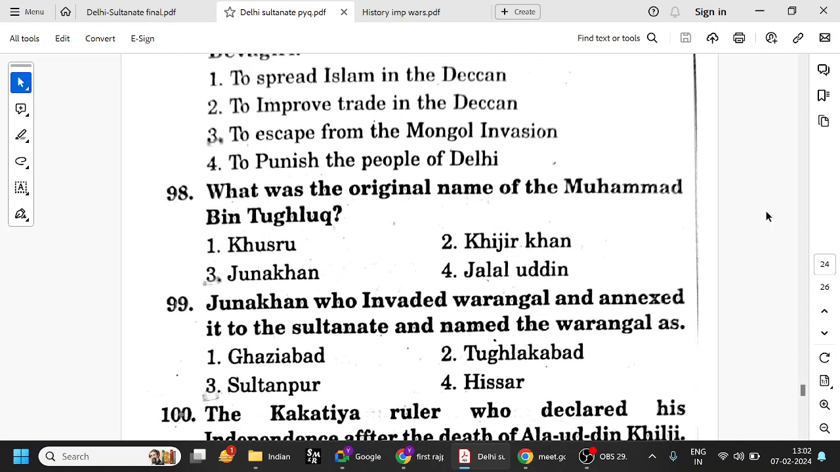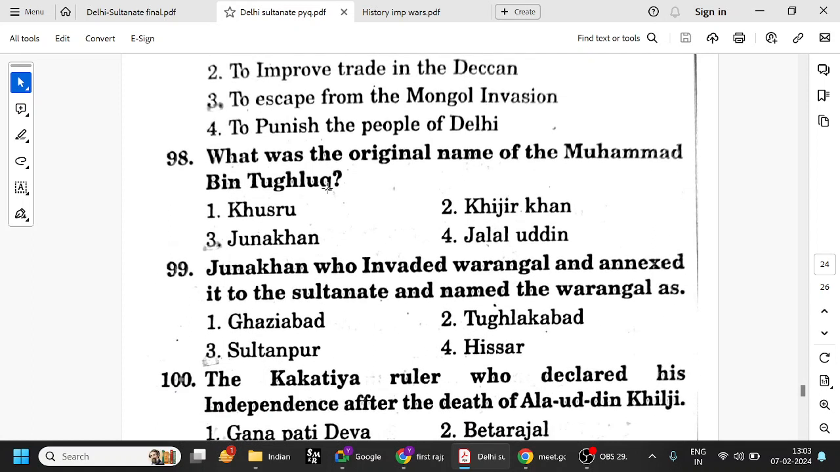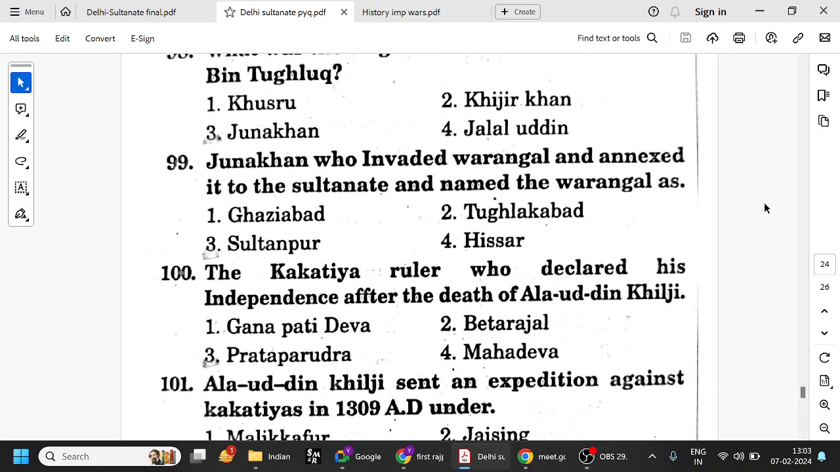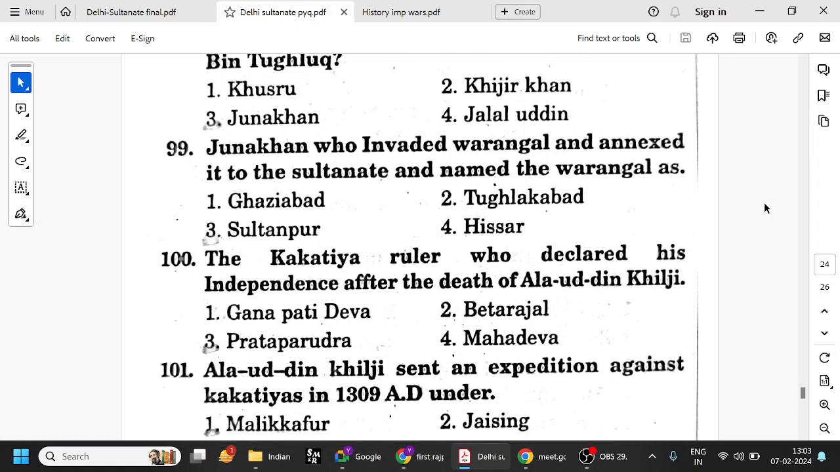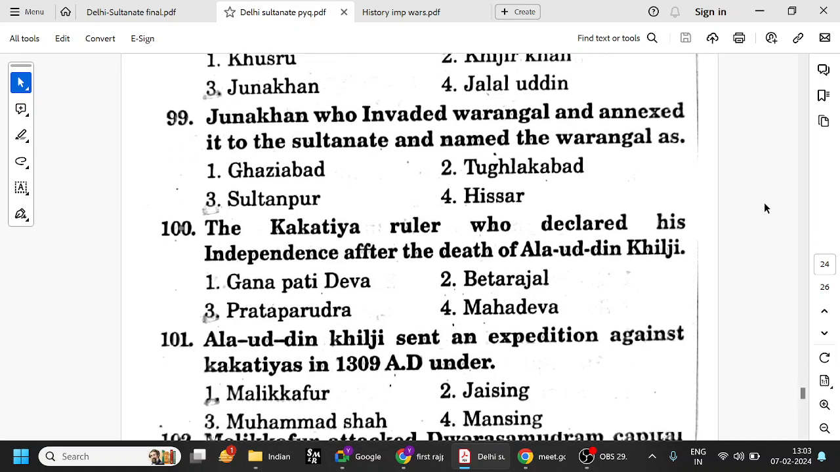What was the original name of Muhammad bin Tughlaq? We have already seen Jauna Khan. Okay, Jauna Khan was later named as Muhammad bin Tughlaq. He took the title of Muhammad bin Tughlaq. Jauna Khan invaded Warangal and annexed it to the Sultanate, and named Warangal as Sultanpur. Okay. Devagiri, he renamed as Daulatabad, and Warangal, he named as Sultanpur. Remember that?